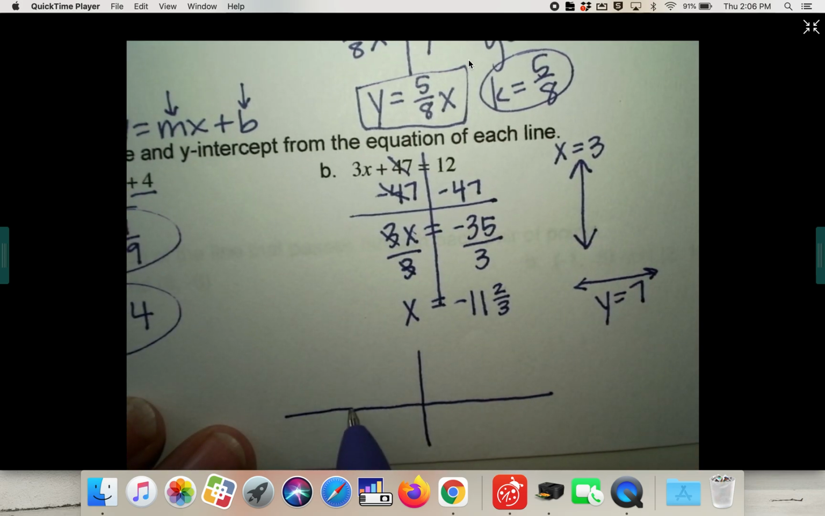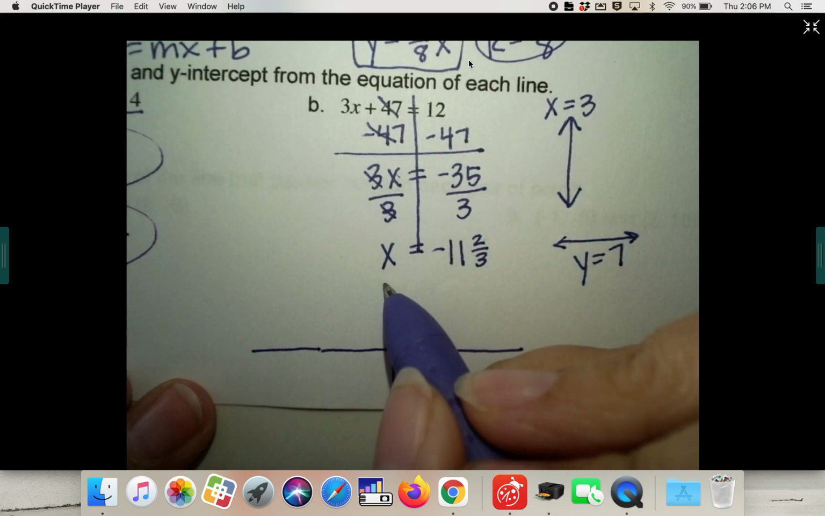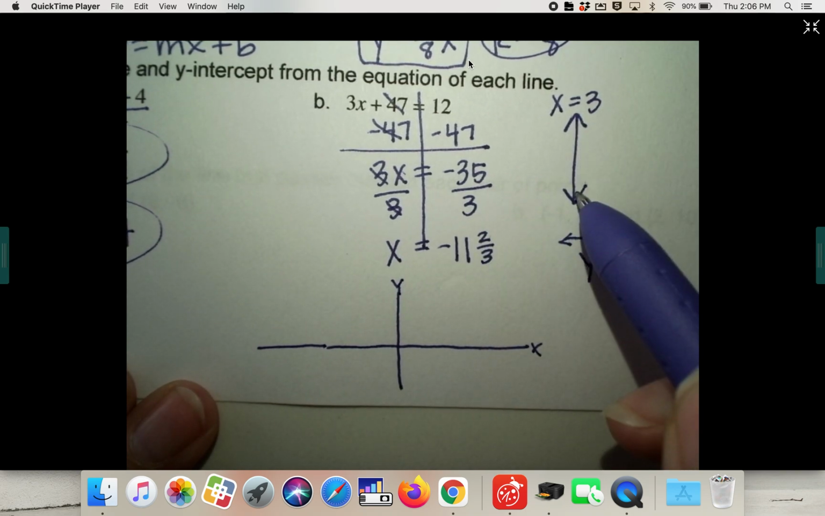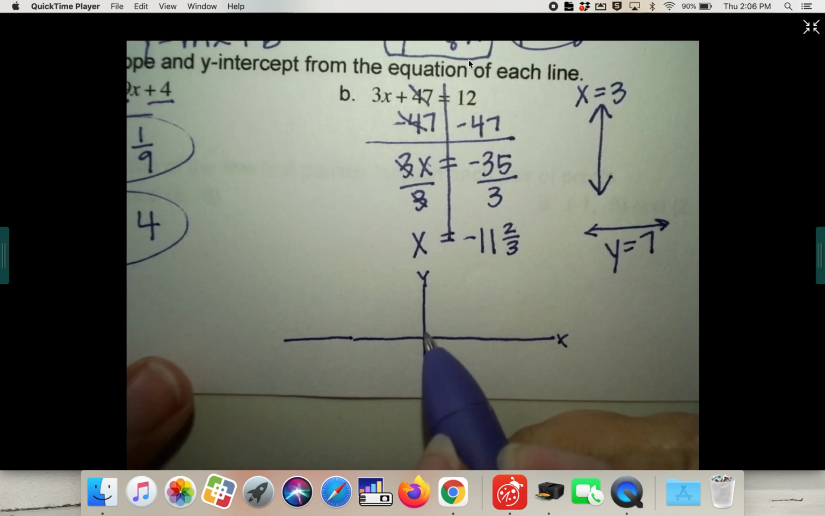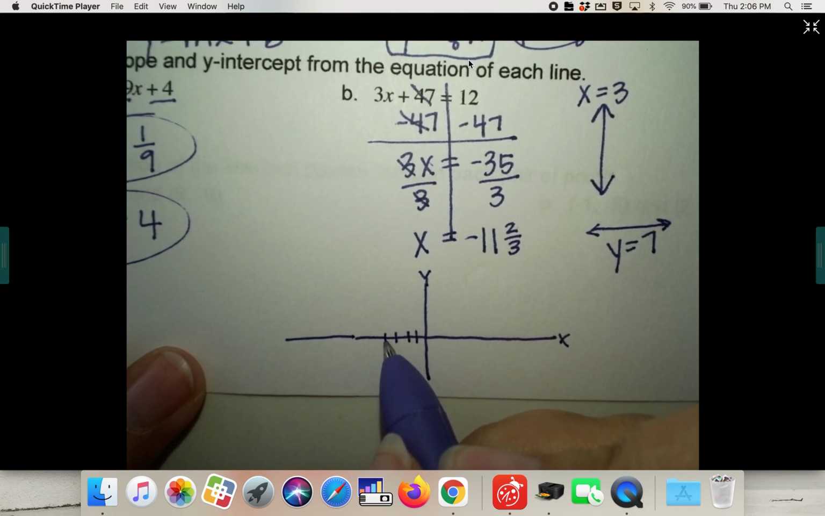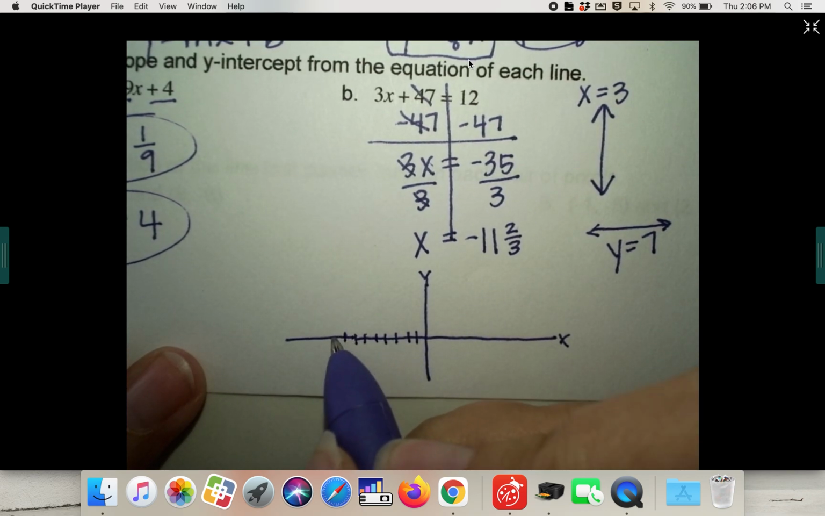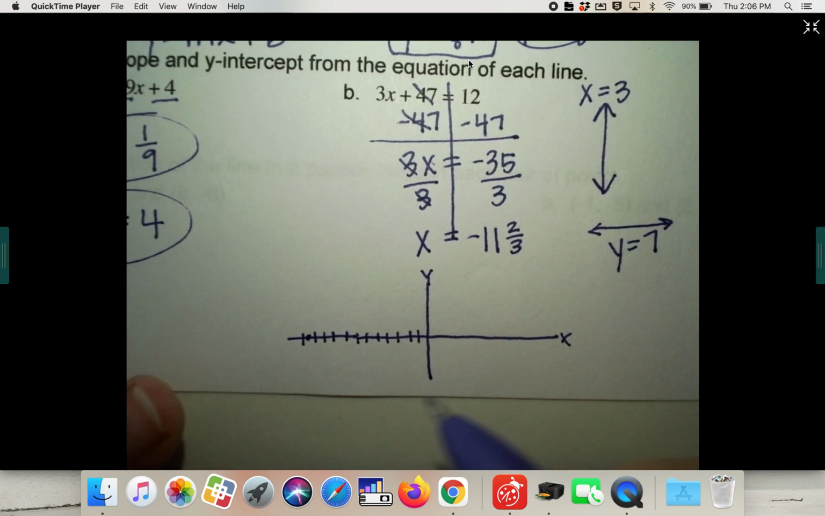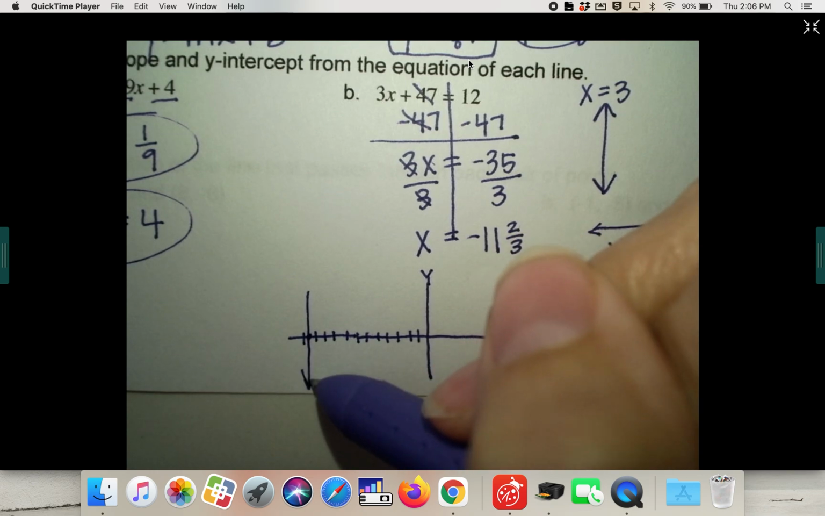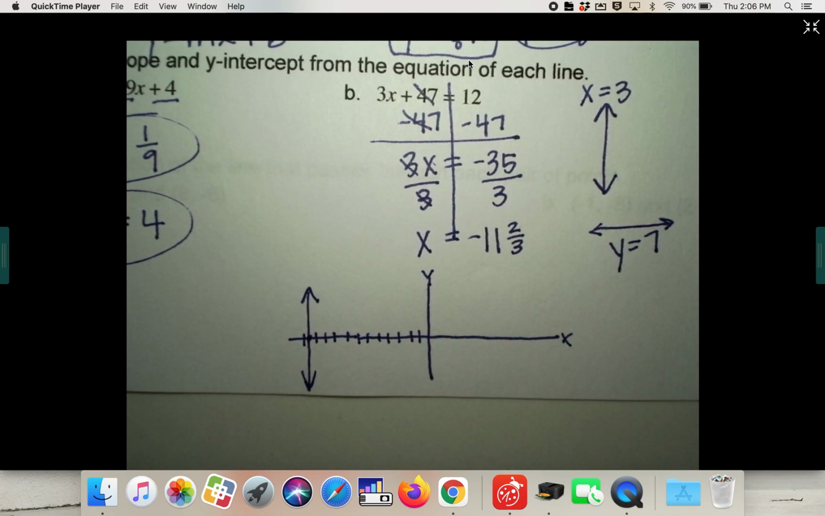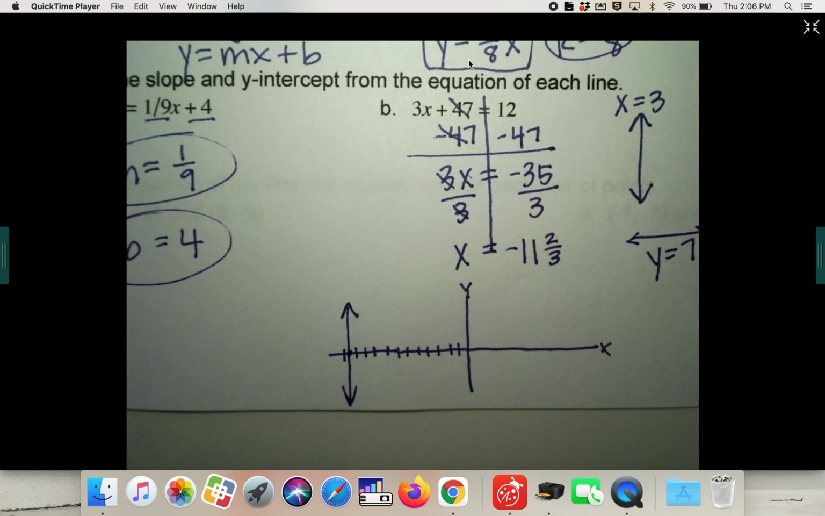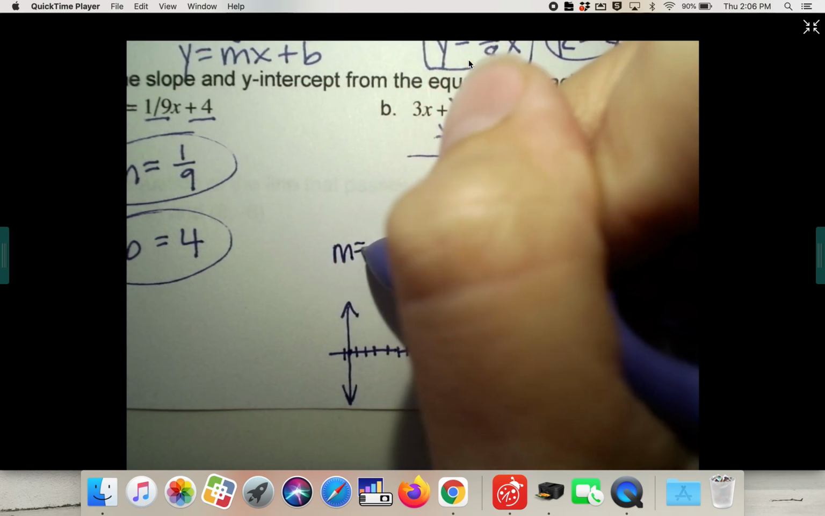Oh, whoops, it's negative. So if this is our graph, this is our y-axis, this is our x-axis, this would be a vertical line at negative 11 and 2/3. So negative 1, 2, 3, 4, 5, 6, 7, 8, 9, 10, 11, 12. So it'd be right around here, 11 and 2/3. So this would be here. So it's an undefined slope. When it says slope and y-intercept of each line, this slope would be undefined.